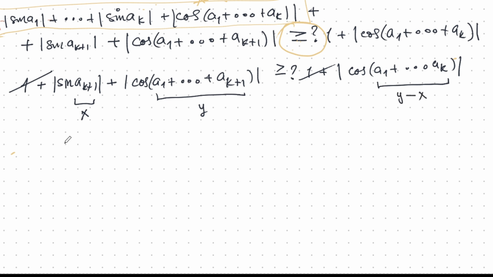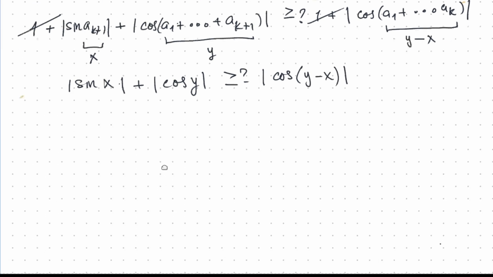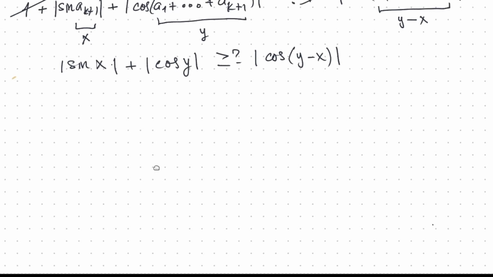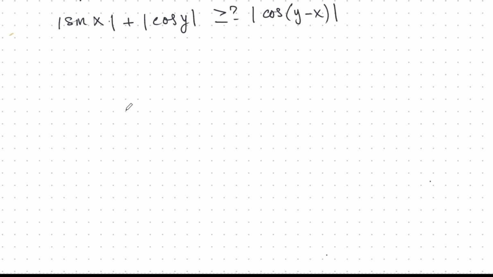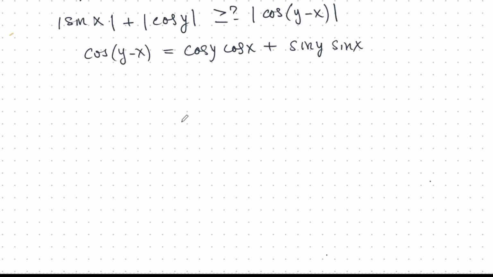And so I end up with the following thing that I want to prove. Sine x plus cos y, absolute value, greater than or equal to cos y minus x. I must prove this. So how can I do this? Well, I use trig identities, yes? I use one of those addition rules, and I get this.